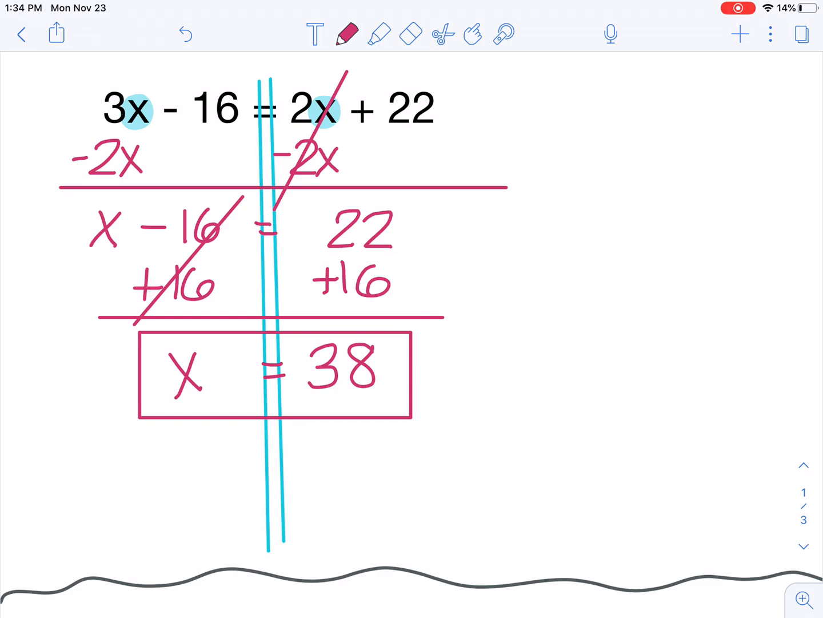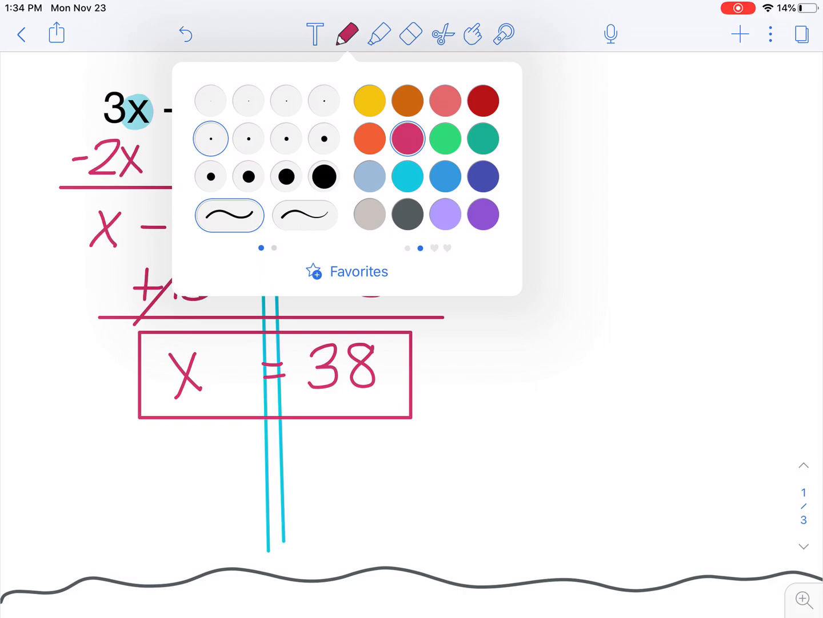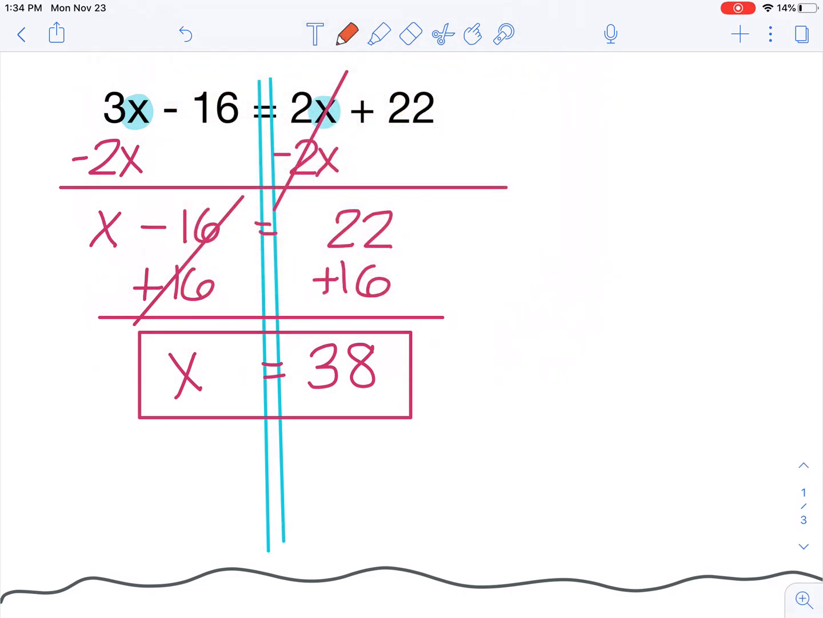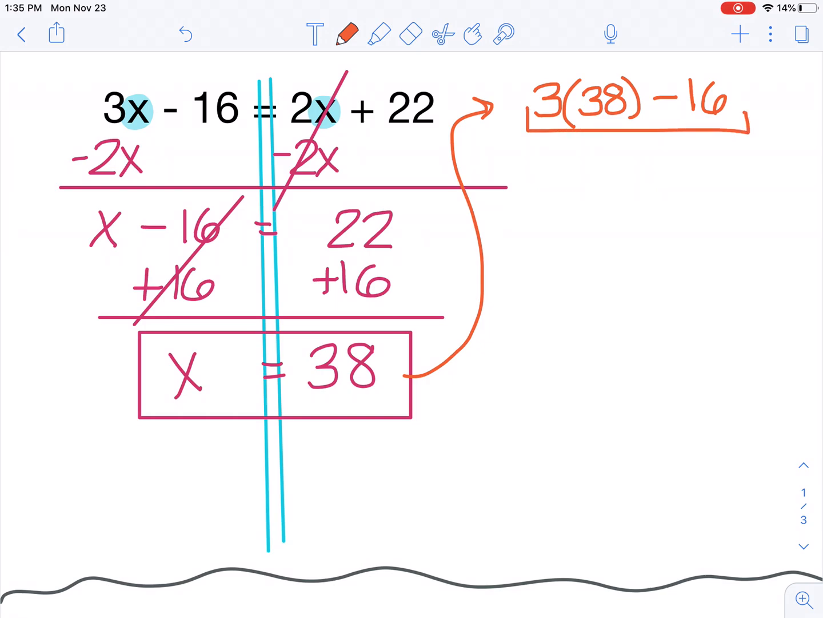Now this part is a little bit different. When we check our equation, we need to check both sides of the equation because both sides have an x in it. So I'm going to come back up to the beginning, and I'm going to do one side at a time. So the first side of my equation says 3 times x minus 16. That's my left side of the equation. I'm going to type that into my calculator. 3 times 38 minus 16. And that's going to give me an answer of 98.